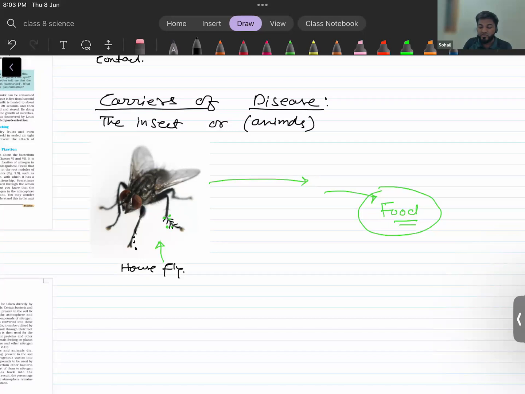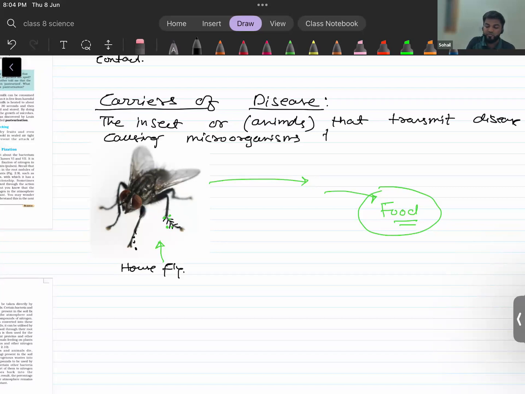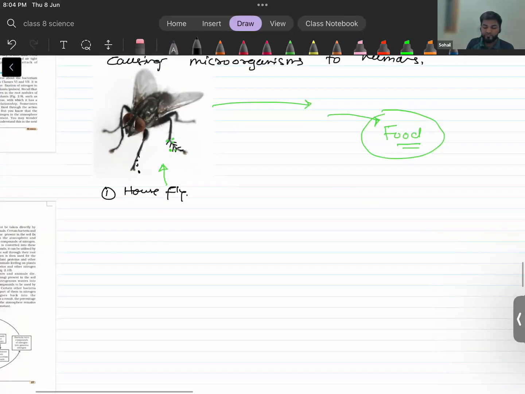So the insects or animals that transmit disease causing microorganism to humans are called carriers of disease. First one was housefly. And next is a mosquito.